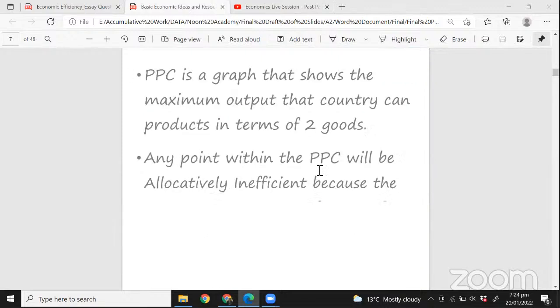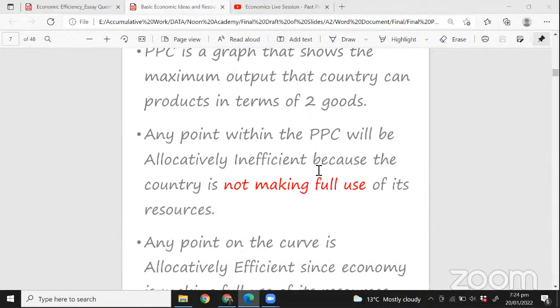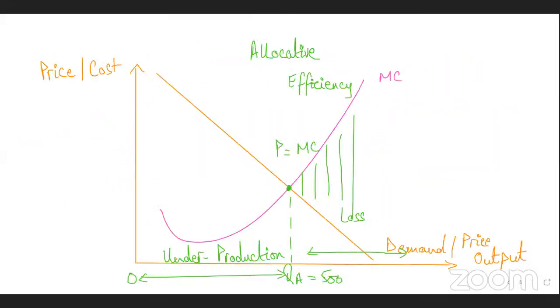Okay. Another graph that we make for allocative efficiency is through PPC, right? Do you guys remember what PPC was? One more graph that we draw to show whether an economy is achieving allocative efficiency or not is by looking at its production possibility curve. So if you're operating on the production possibility curve, then it's allocatively efficient, right?